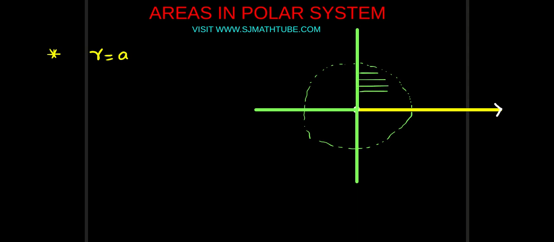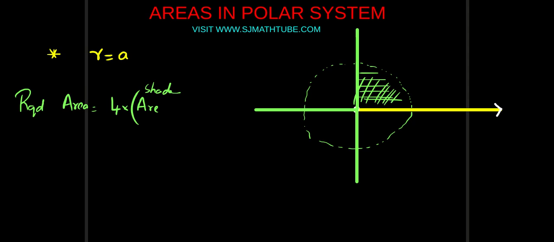Okay, so look at this. By symmetry, I'm going to write required area is equal to 4 times the shaded area. I'll write like that, shaded area. I'll shade it properly. And I forgot to write the equation. So what's the equation of this circle? r is equal to A.